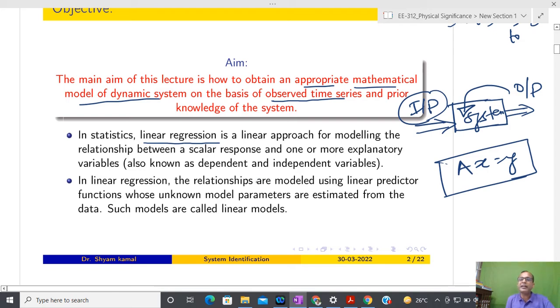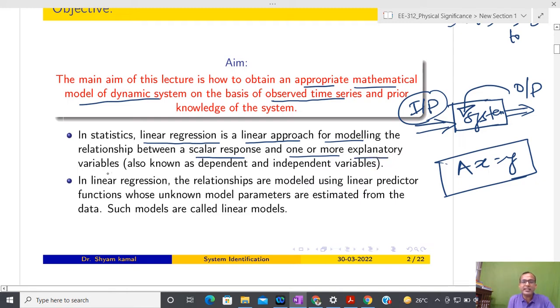Okay, and I hope that most of you are already familiar with linear regression. So linear regression is a linear approach for modeling. Some books write modeling with one L, or with a double L. In this lecture I am taking both. It models the relationship between a scalar response and one or more explanatory variables.